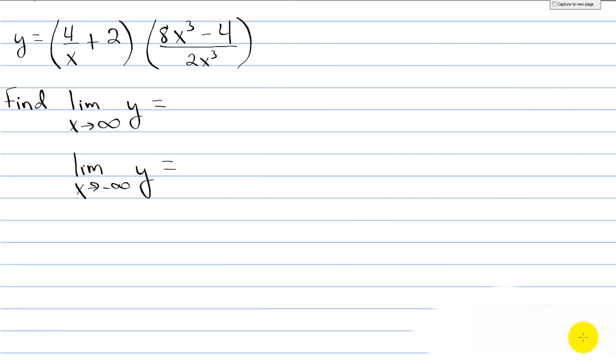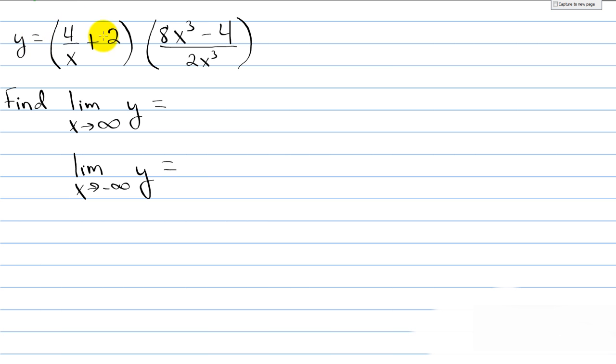Here's our last example, and here's the function: (4 over x plus 2) times (8x to the third minus 4) over 2x to the third. We're going to find the limit as x approaches infinity of this function. We're going to take it one little piece at a time. So we have the limit as x approaches infinity of the 4 over x plus the limit as x approaches infinity of just 2, and we can take that times the limit as x approaches infinity of, well, think about it, limit as x approaches infinity and end behavior are really the same thing. So all we have to consider here is the x to the thirds.